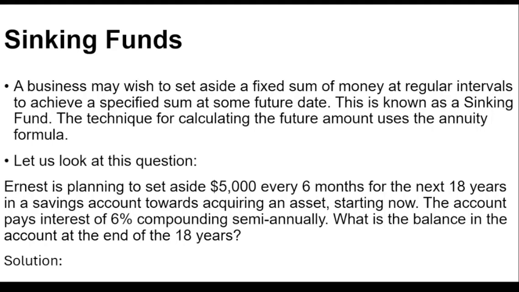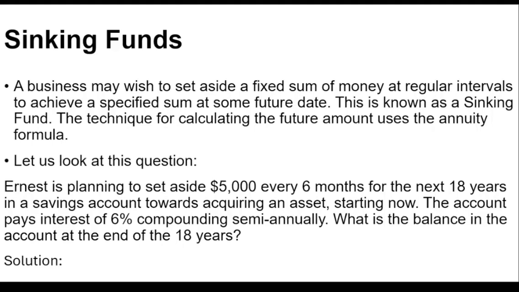So let's say that you are planning to buy a vehicle in 10 years' time, and you estimate that if I'm able to put this amount of money in an investment account today, by 10 years' time I should be achieving an amount that will afford me the car that I want. That is an example of a sinking fund. Now the technique for calculating a future amount uses the annuity formula. So let's look at this example and see what we have.